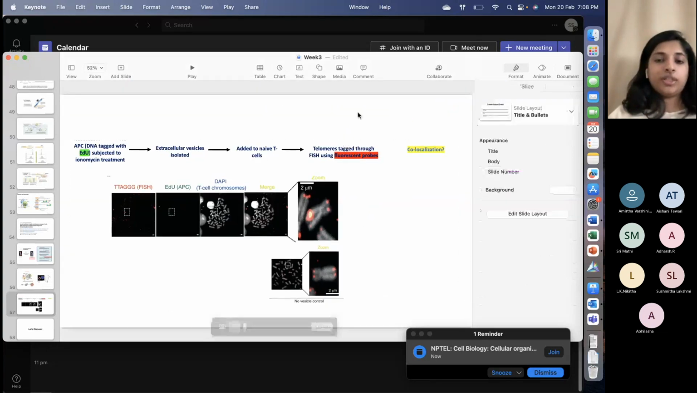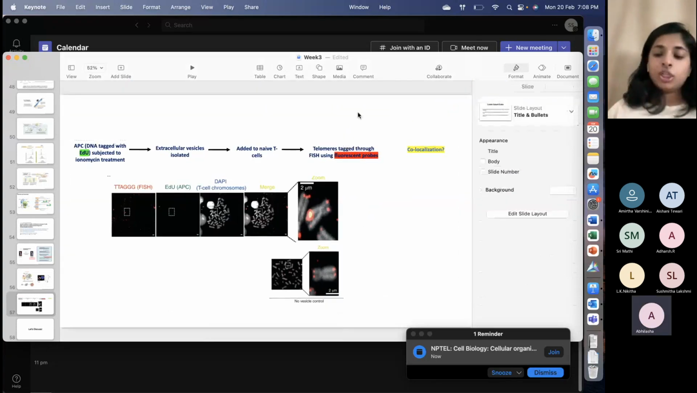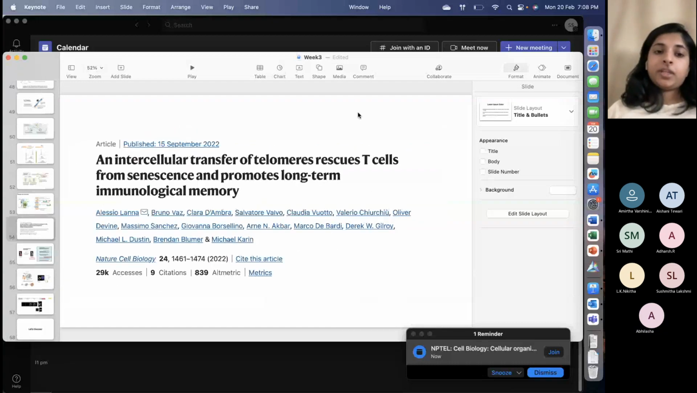However, there are a lot of molecular details in this paper that I thought... Which paper would it be best to refer to? Can you please tell me? Yes, this is a paper that was published in Nature Cell Biology. You can take a screenshot of this or view the video later. Published in September 2022. Okay, ma'am. Thank you, ma'am.